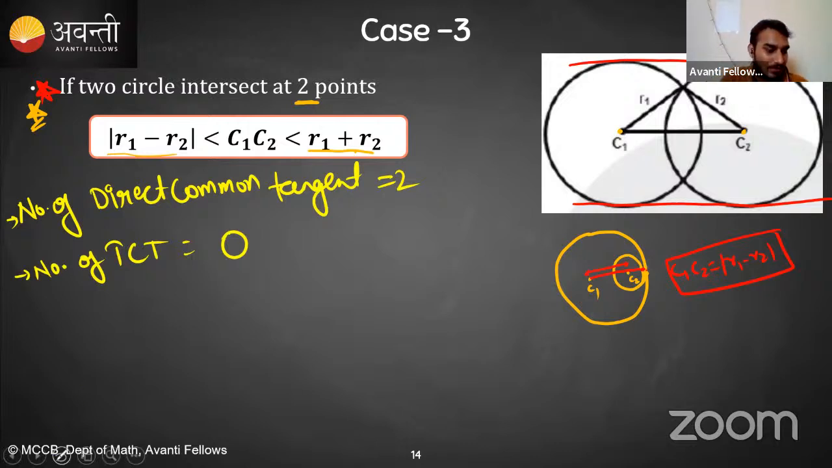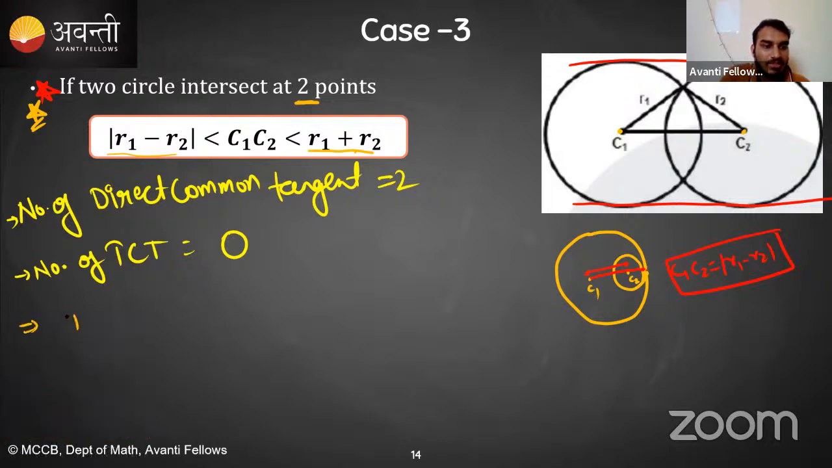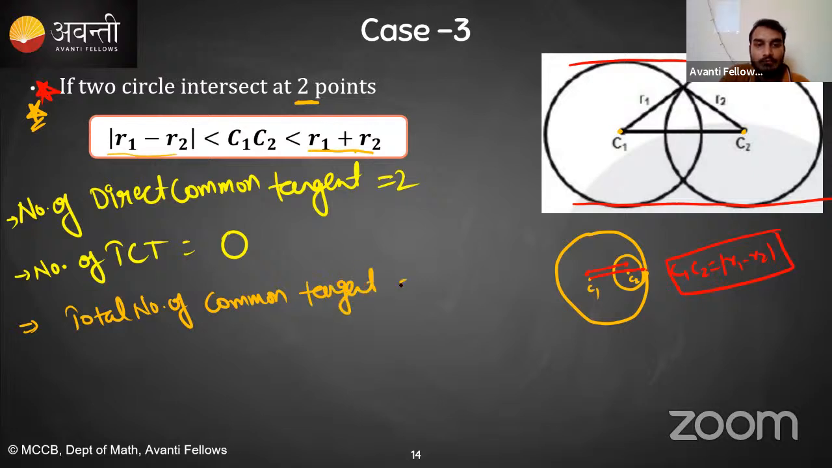Okay. Yes, very good, Sagar. So it implies, what is the total number of tangents then? Total number of common tangents. How many came? 2 only. Clear? Is there anyone who has a doubt in the 3 cases that we have discussed so far? Okay, very good, Abhishek. So if it is clear, shall we move to the next case, which is case 4?